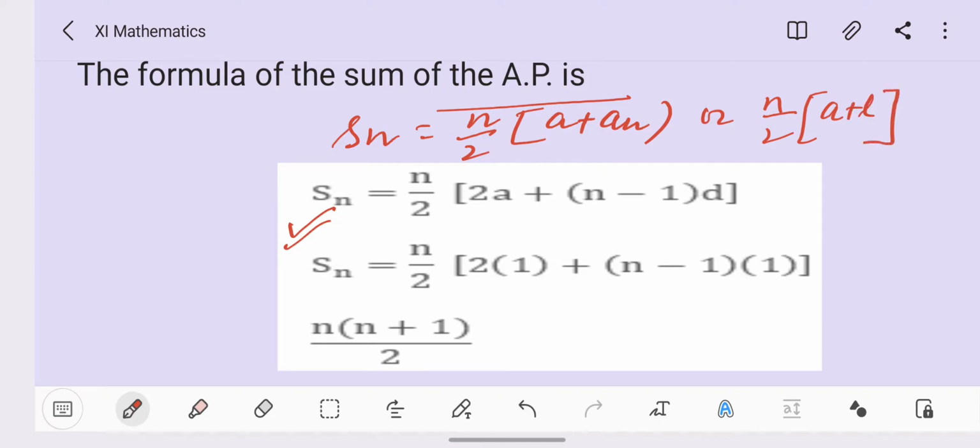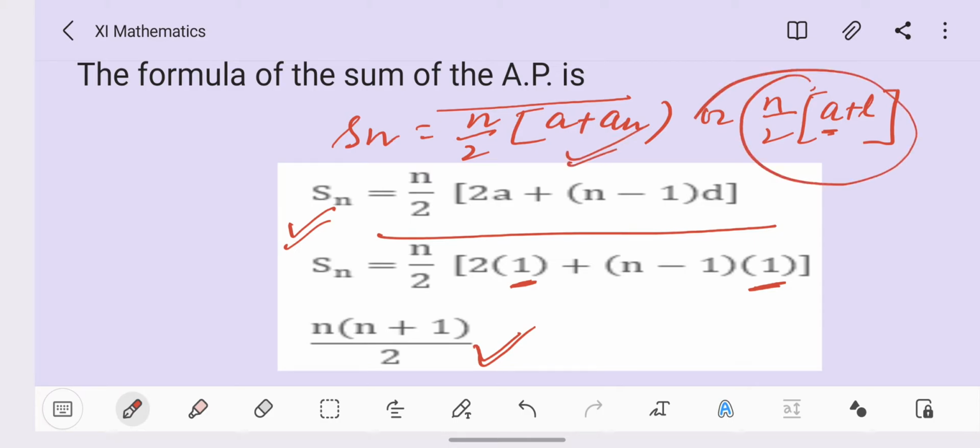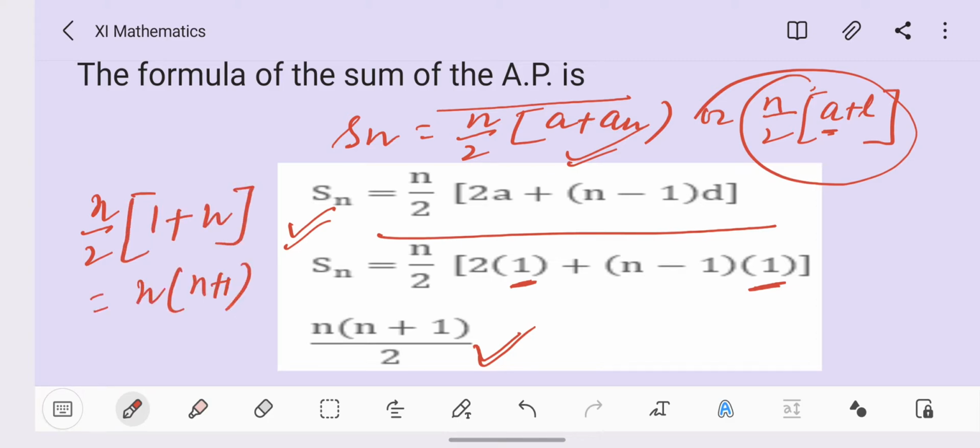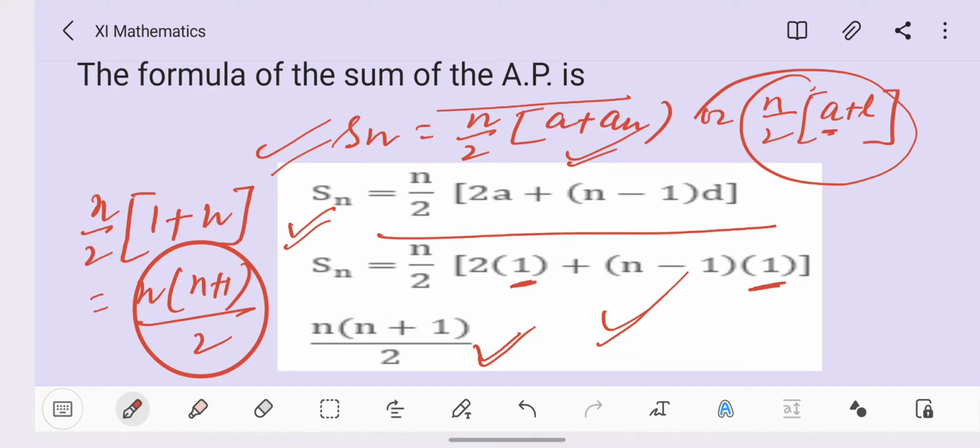Okay, so a is given as 1 here, and the common difference is d. By using this formula, you get the value as n into n plus 1 by 2. Whereas if you use this formula, both are actually the same, l equals an only, you get n by 2 into a is 1 and l is n. So rearranging it, you get n into n plus 1 by 2. That is one and the same thing. So either you use this way or this way, both are correct.